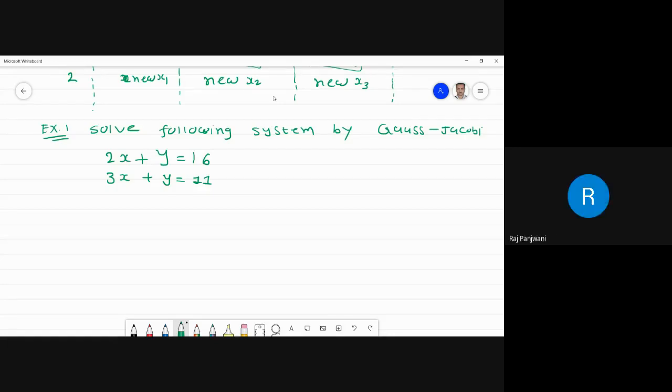No, sir. See, for the first equation, the condition is satisfied. Modulus of 2 is greater than modulus of 1. But the second equation is not satisfied. Right? Here we have 3 and here we have 1. That means we need to rearrange our equations. So after rearranging, what is your new system? It is 3x plus y is equal to 11. And then we have 2x plus y is equal to 16.